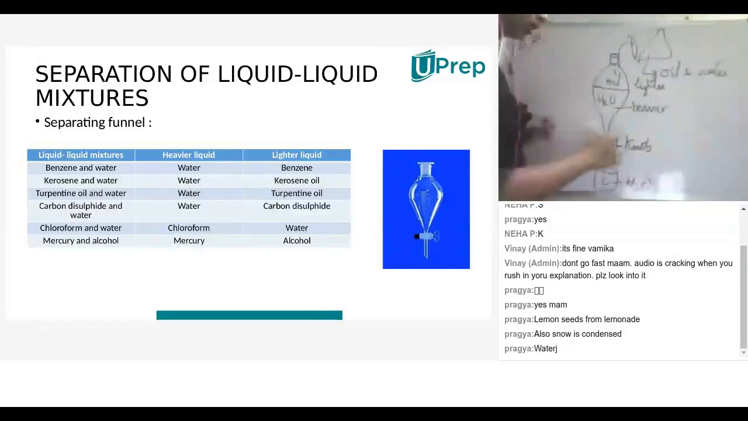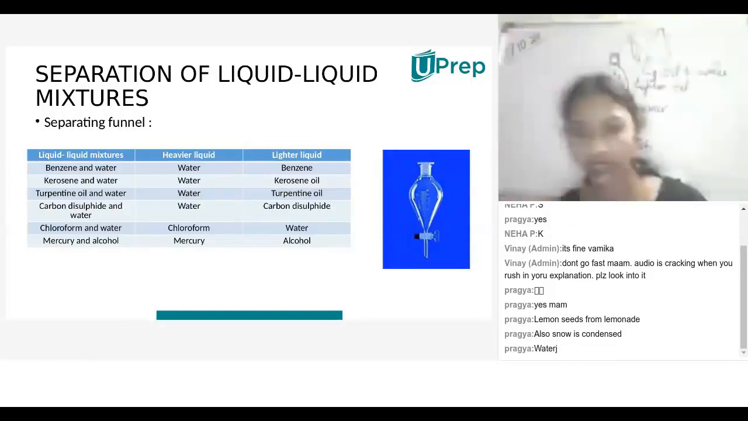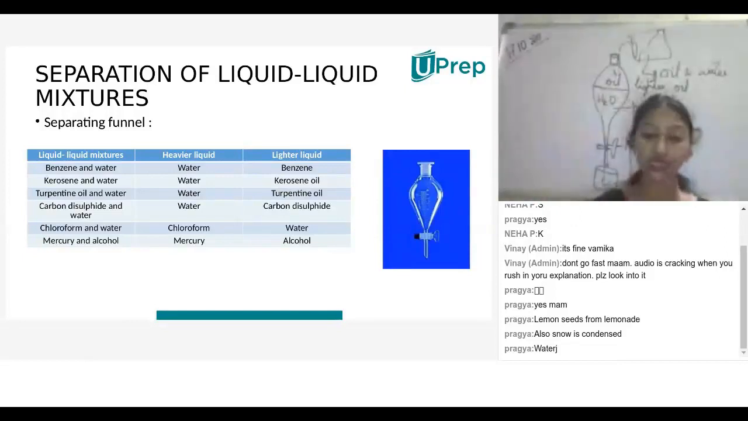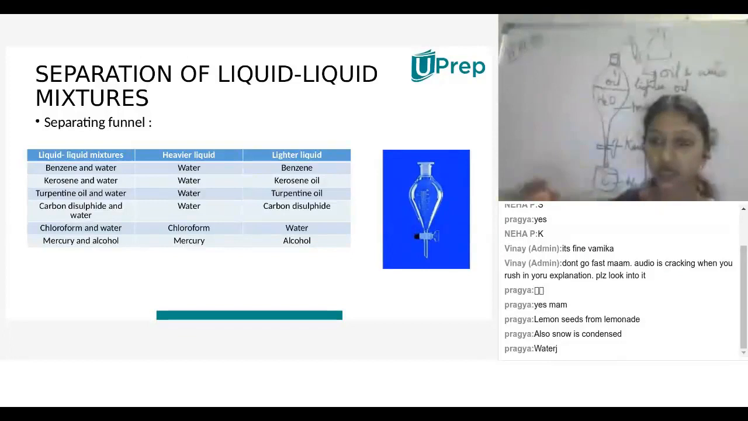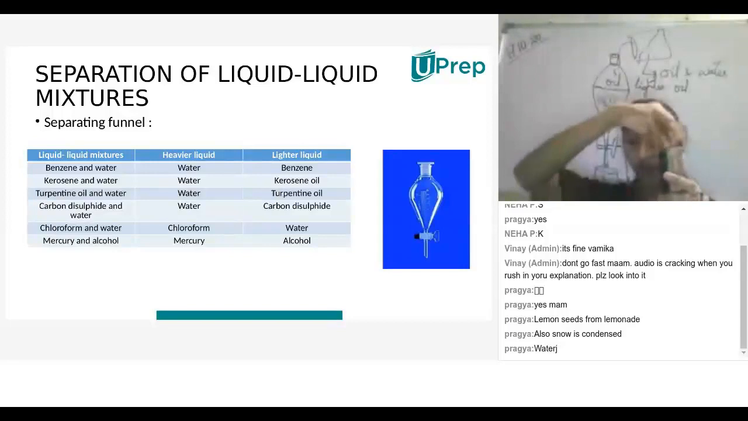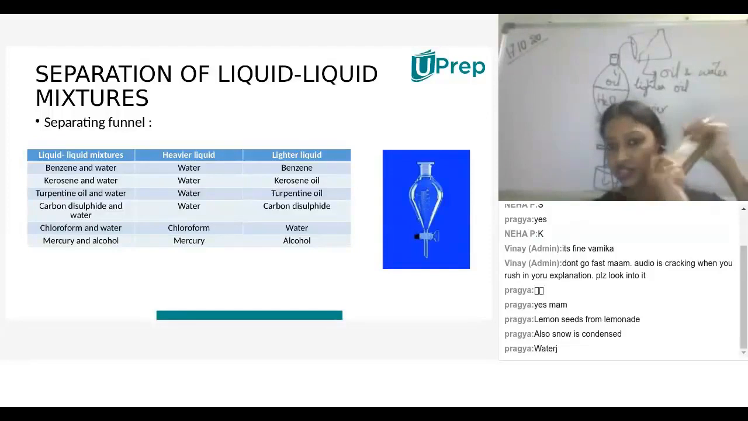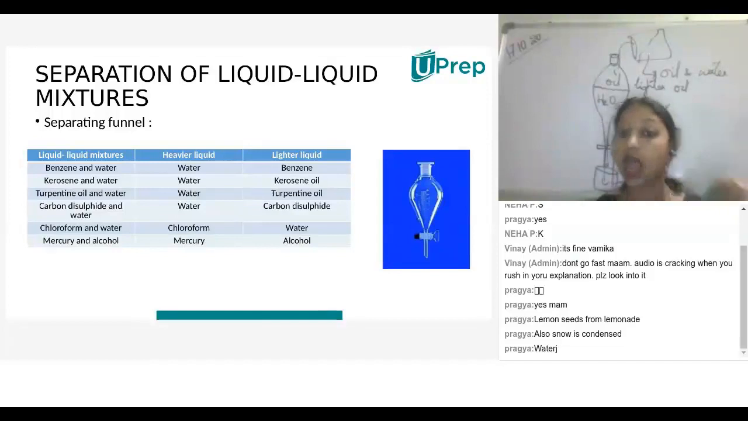What will be the leftover? Oil. So oil will be separated from water by using a separating funnel. Understood? So how to do this, what is the main laboratory technique? How to use this? If we consider this is a separating funnel and this is the lid, I open the lid, pour the sample in it and close the lid.